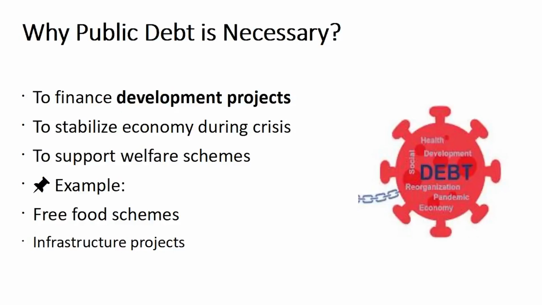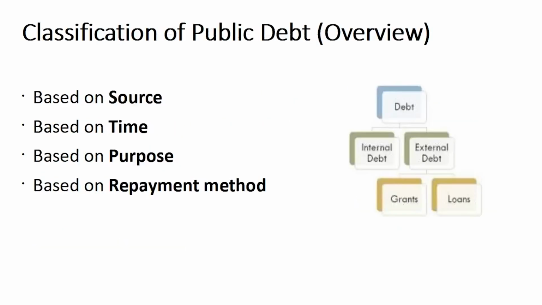Now let's think practically. Can government stop building hospitals? Can it stop education? Can it stop defense? No. These are essential services. Also, during emergencies like COVID, government had to spend huge money to provide free food and healthcare. So, borrowing becomes unavoidable. Now let's understand different types of public debt.